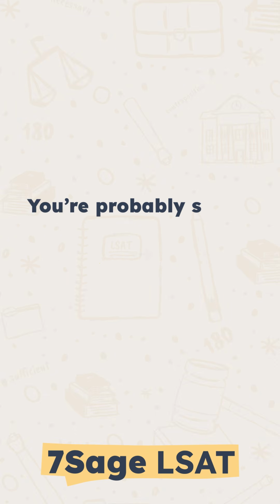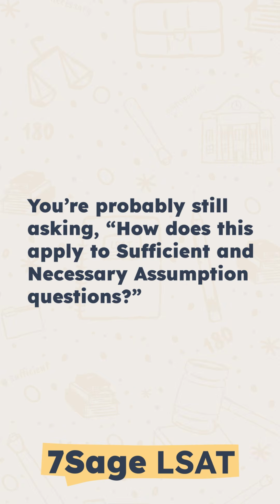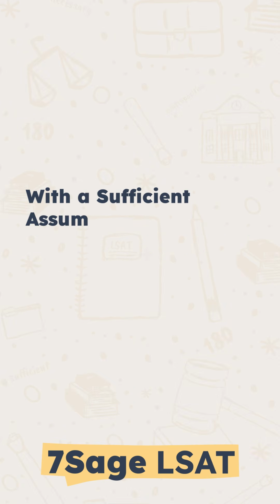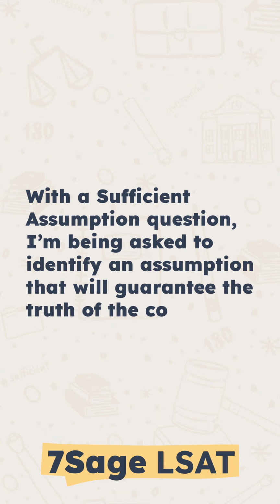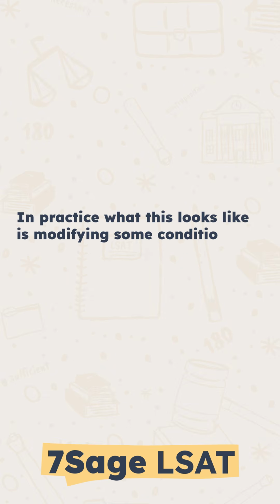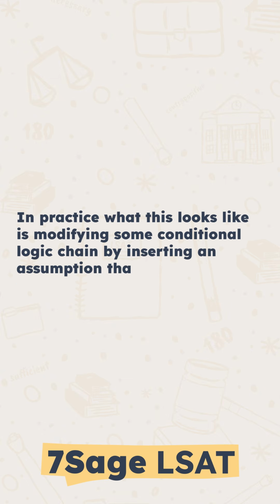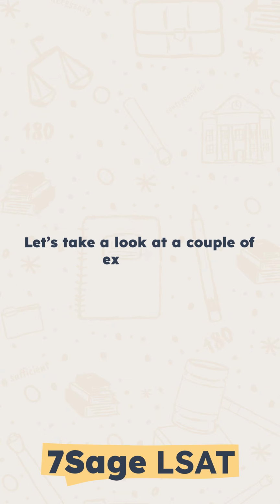You're probably still asking, how does this apply to sufficient and necessary assumption questions? Let me show you. With a sufficient assumption question, I'm being asked to identify an assumption that will guarantee the truth of the conclusion. The assumption becomes the sufficient condition, and the conclusion becomes the necessary condition. In practice, what this looks like is modifying some conditional logic chain by inserting an assumption that then makes sure that my conclusion is true. Let's take a look at a couple of examples.